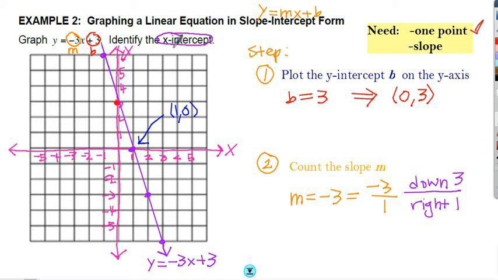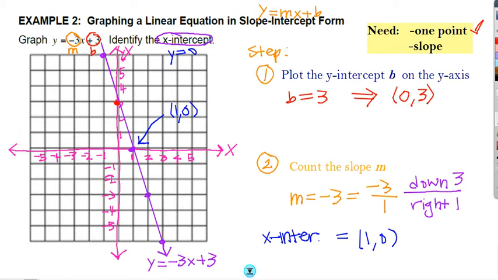Or we know that the x-intercept is when y is 0. So since the x value is 1, we put 0 for the y. So our x-intercept, which I'm just going to write as x-inter, is 1, 0. And that's the last part of this example.